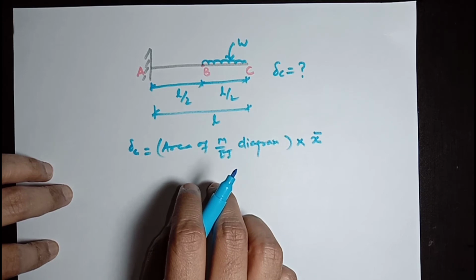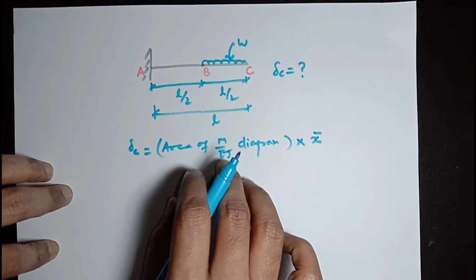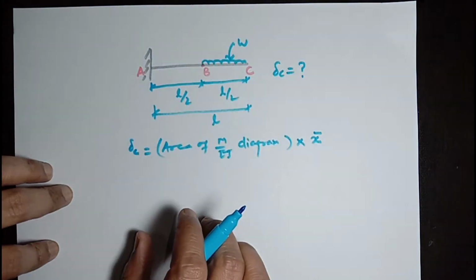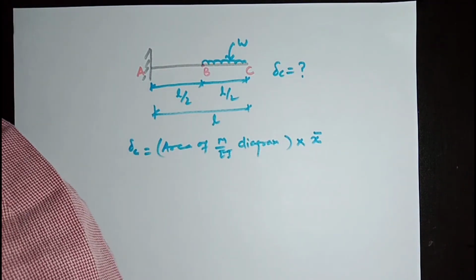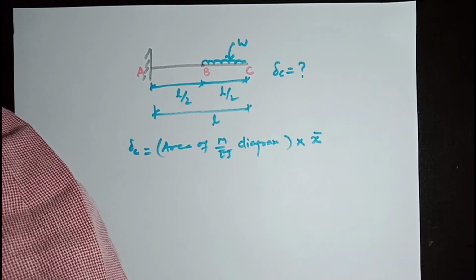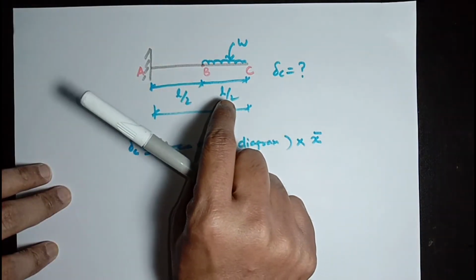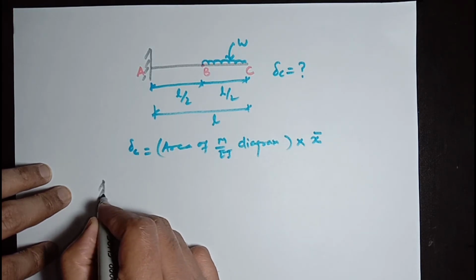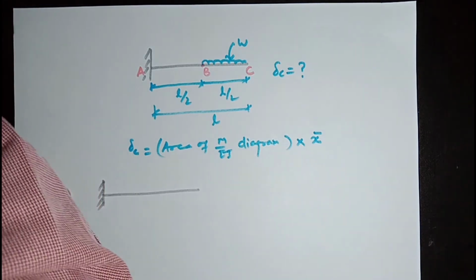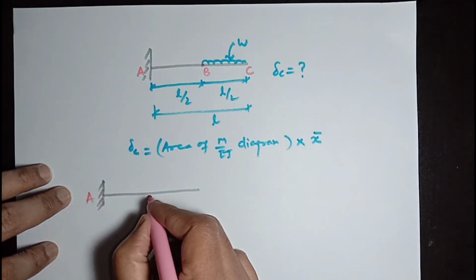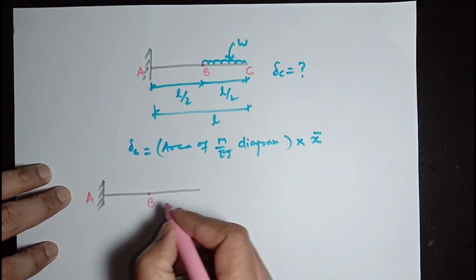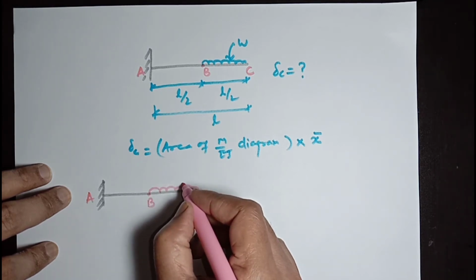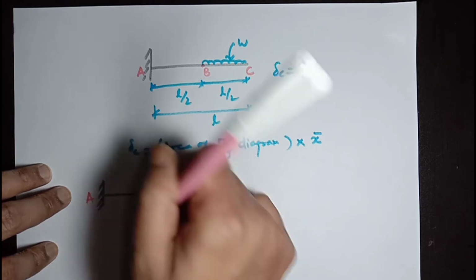Now in order to draw the M over EI diagram, we need to find the M diagram, or you can say the bending moment diagram for this beam. So I am going to find the profile of the bending moment diagram for this cantilever beam. The loading diagram is here. Loading pattern is here. This is the beam. Fixed end is with A. Center of this beam is B and free end is C. And this is subjected with UDL value of W.